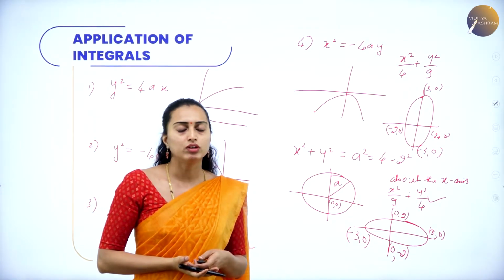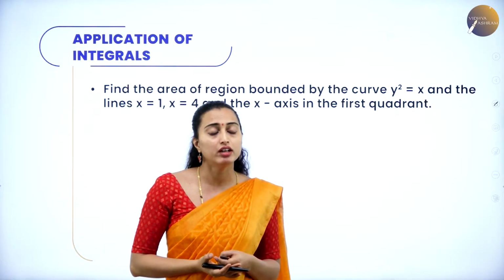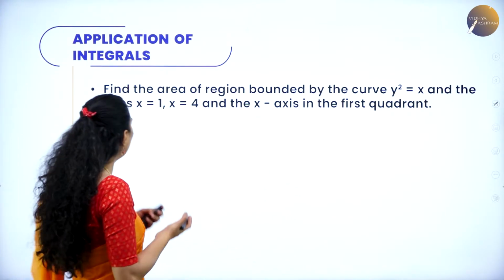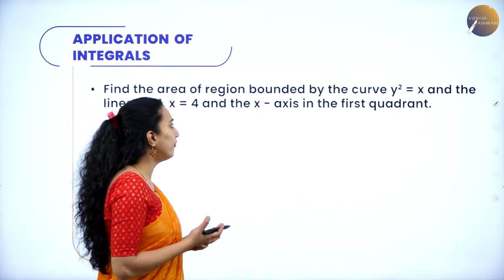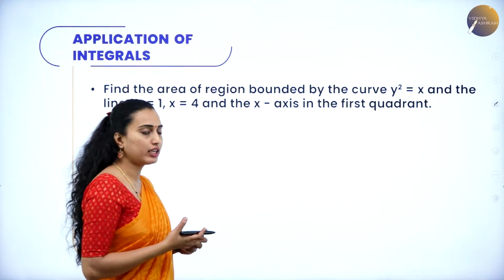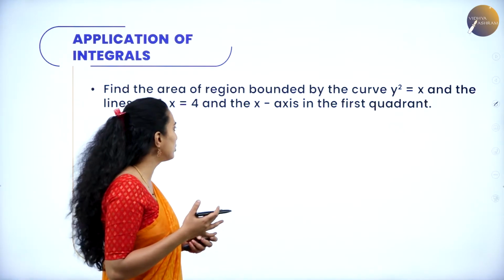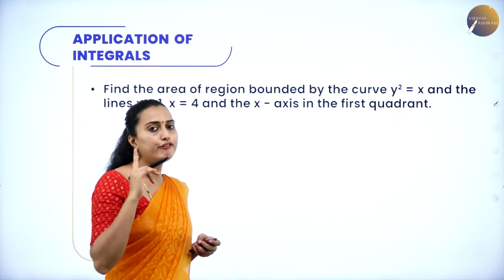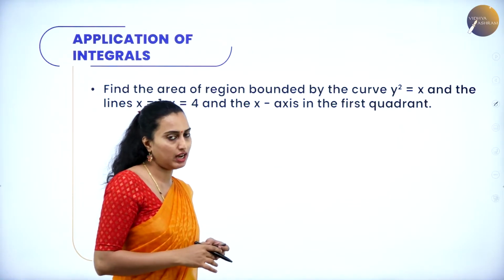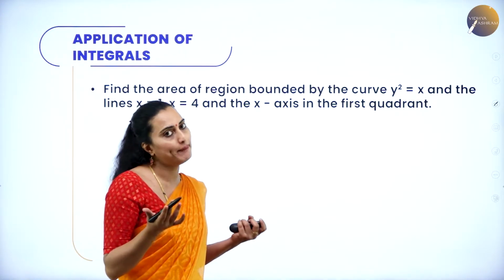Now we will move on to problem solving, dear students, and here I have taken exercise 8.1 to solve the questions. They have asked: find the area of the region bounded by the curve y squared is equal to x and the lines x is equal to 1 and x is equal to 4 and the x-axis in the first quadrant. So in the first quadrant only you need to calculate the area.